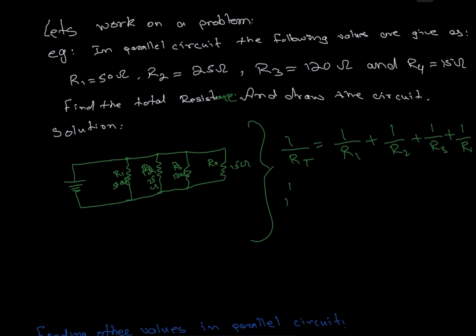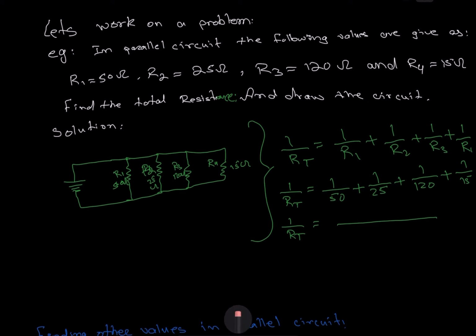So 1 over RT equals, what is R1? R1 is 50, just plug in that value. 1 over R1 is 1 over 50, plus 1 over R2, R2 is 25, plus 1 over R3, R3 is 120, and R4 is 15, so 1 over 15. To find RT, we need to find the least common divider here, the LCD.